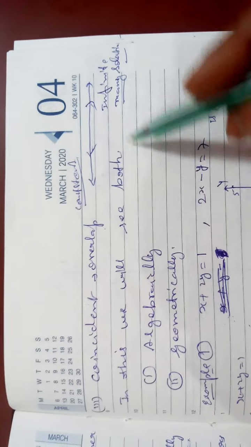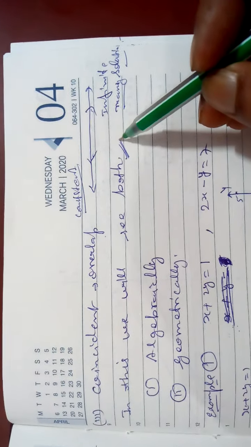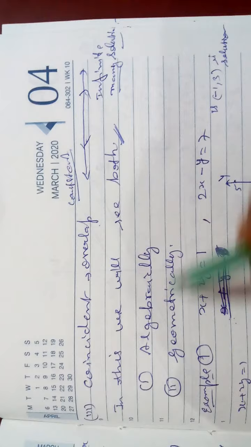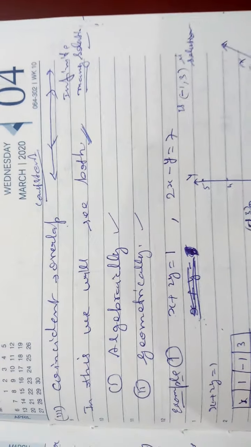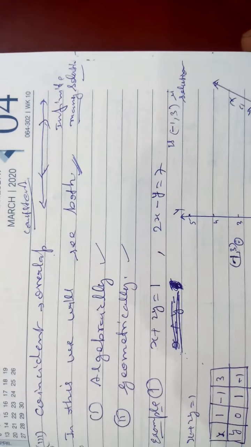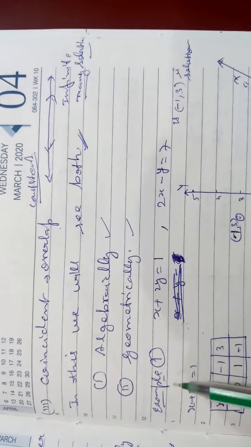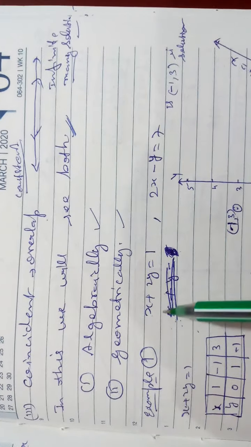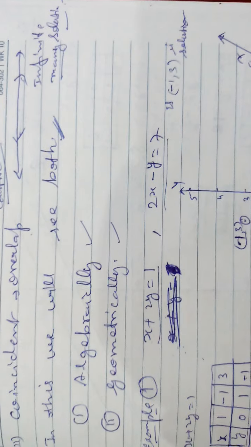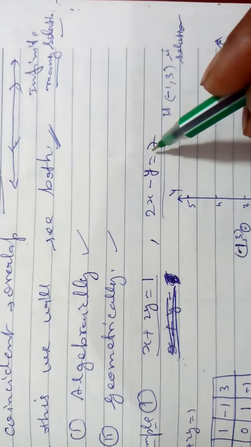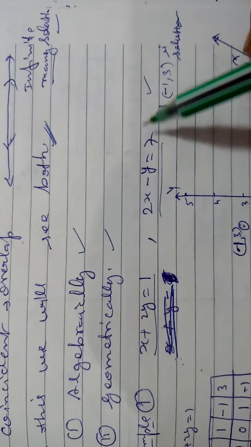In this chapter we will see two types of representation: algebraically and geometrically. In the algebraic representation, take an example: x plus 2y is equal to 1, and 2x minus y is equal to 7. I have written these two equations. This is called the algebraic expression.